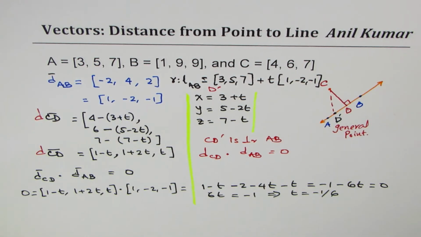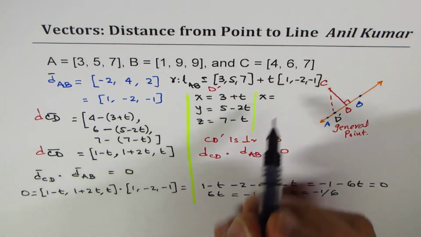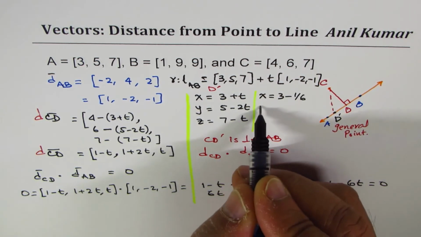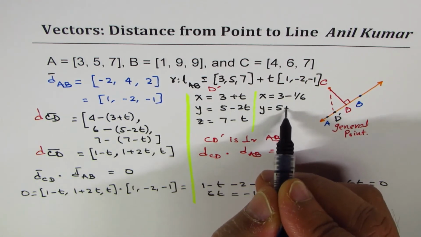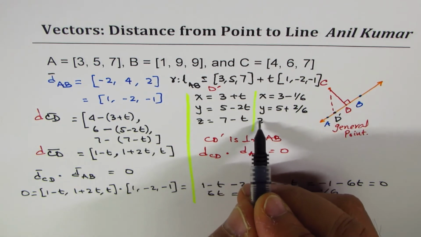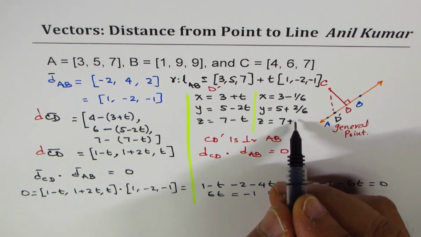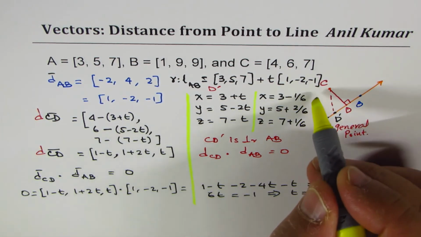Do you get the idea? Correct? t is minus 1 over 6. So we'll substitute this value here and find the x value as equal to 3 minus 1 over 6, correct? The y value will be 5 minus minus 2 over 6. Minus minus makes it plus, so 5 plus 2 over 6. And the z value will be 7 minus minus becomes plus 1 over 6. Do you get that? So we get the coordinates of point D, which is this.